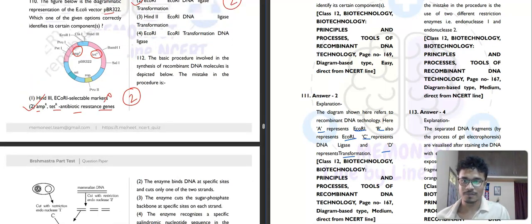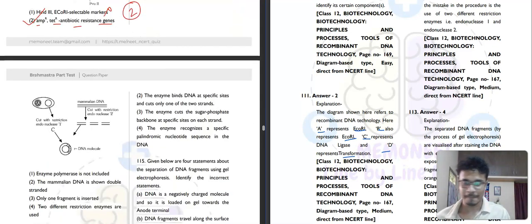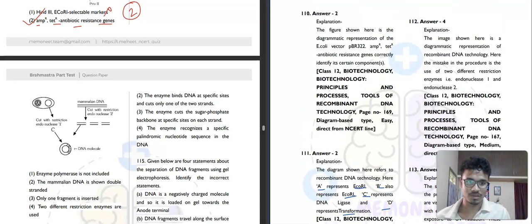Moving to the next question, it is saying the basic procedure involved in the synthesis of recombinant DNA molecules is depicted below. Find the mistake in the procedure. Let's see what it is saying. Okay, this is the procedure, right? So it is saying that enzyme polymerase is not included. We can see that polymerase, restriction endonuclease, mammalian. So this is not correct.